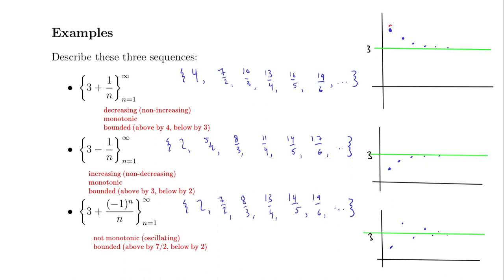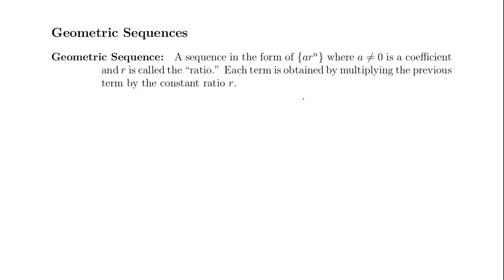Maybe I'll just circle the terms that we're looking at for those bounds. And then in this one, we're also looking at those kind of like asymptotic behaviors. And then in that last one, we'll say here's our smallest term and here's our biggest term. So that's how we can describe these three sequences. Hopefully that's a helpful thing for us to think through and talk through.